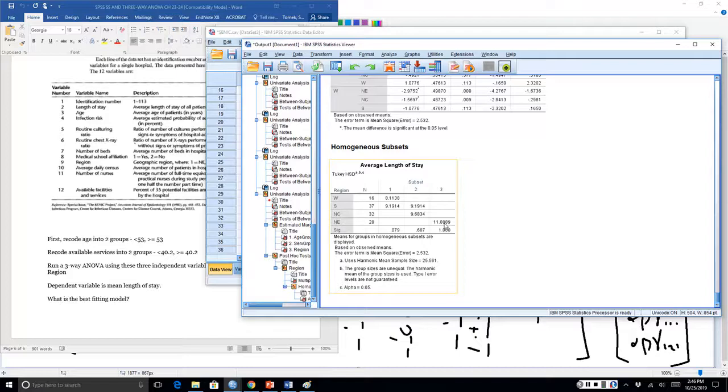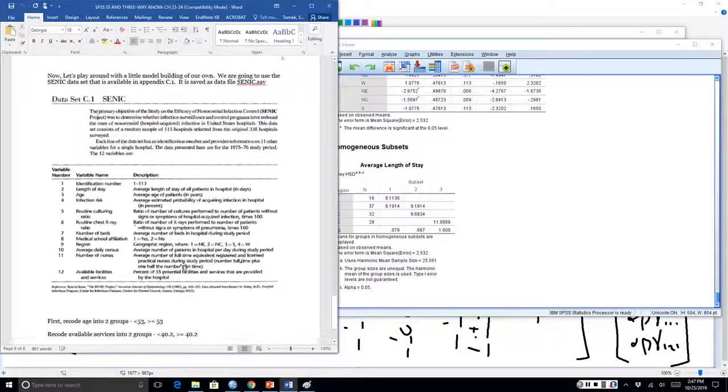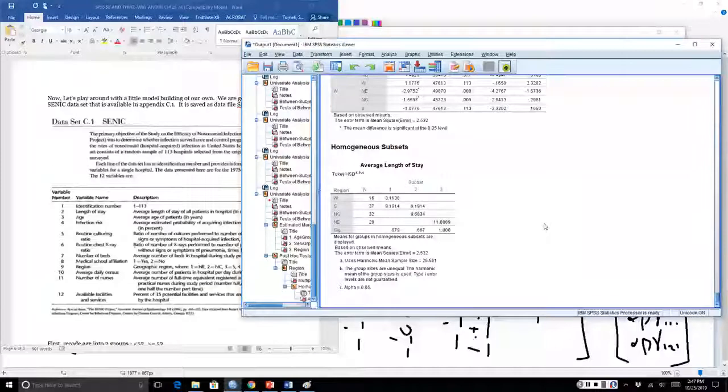So that is it. That is the best fitting model. Sometimes it may just even be something that easy, that you only have the main effects.